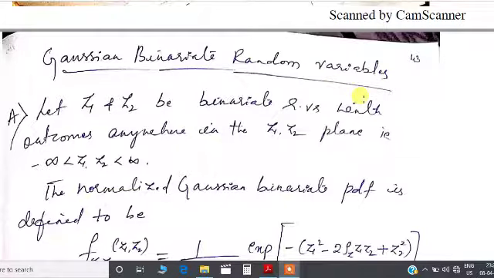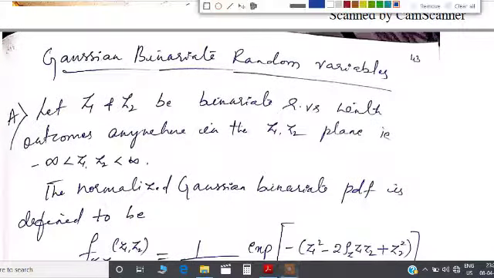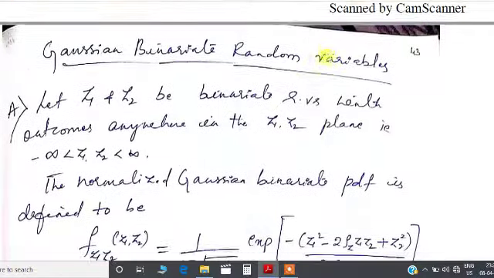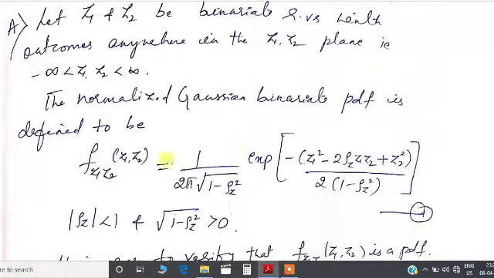Here we consider the standard normal distribution. X is called the normal variate, Z is called the standard normal variate. We have discussed the difference between the normal distribution and the standard normal distribution. For the standard normal distribution, the mean is always 0 and the standard deviation is 1. Here we consider two bivariate random variables, say Z1 and Z2, with outcomes anywhere in the Z1 Z2 plane, so that Z1, Z2 lie between minus infinity and plus infinity.